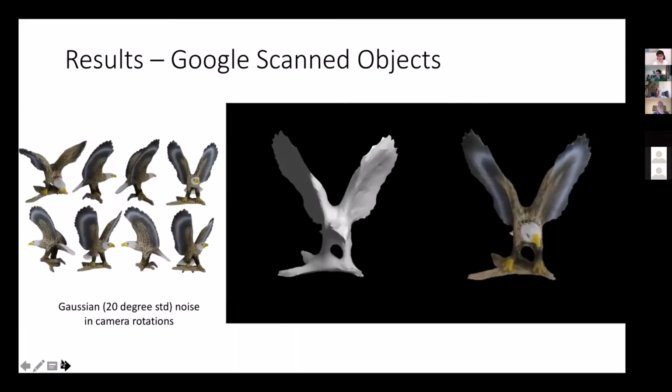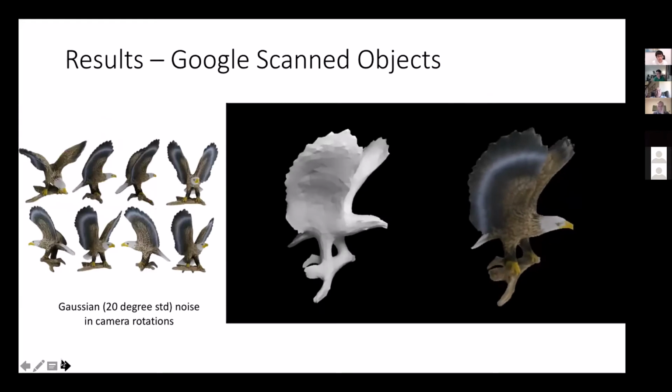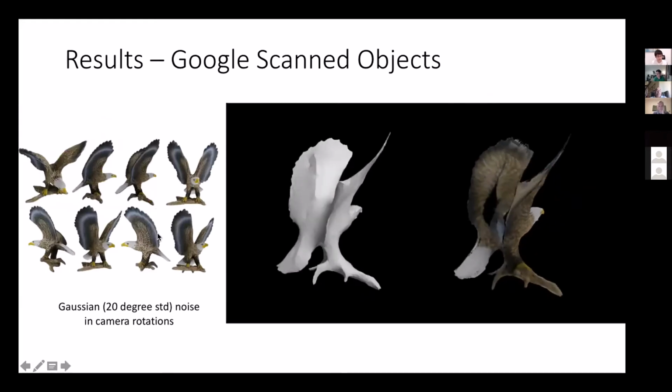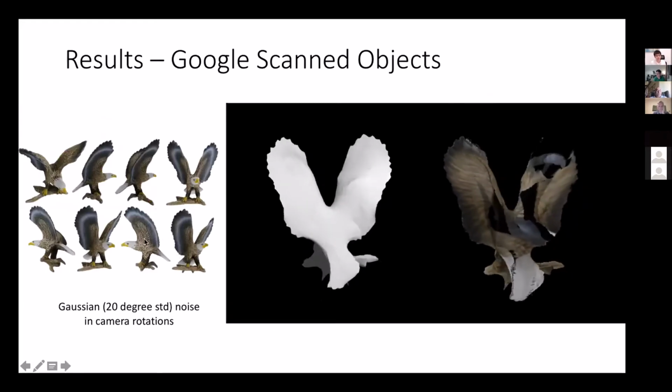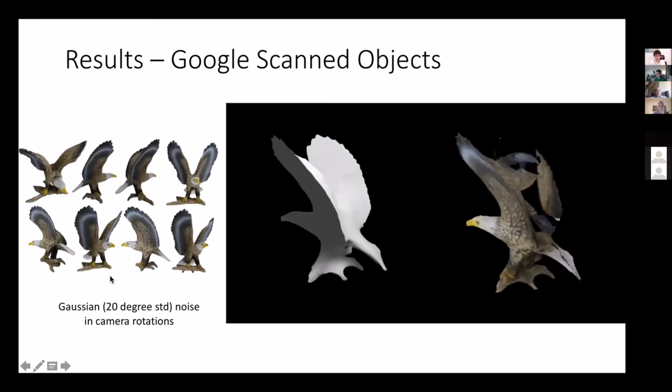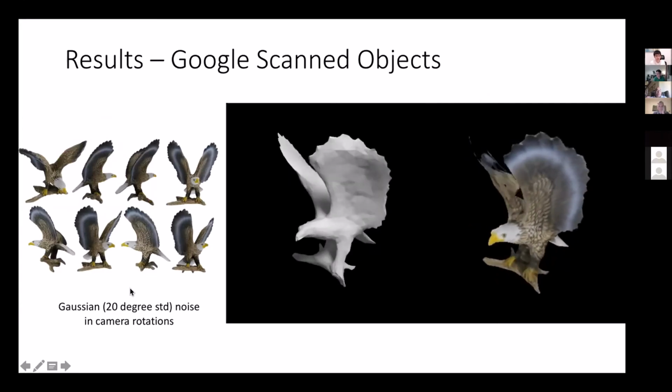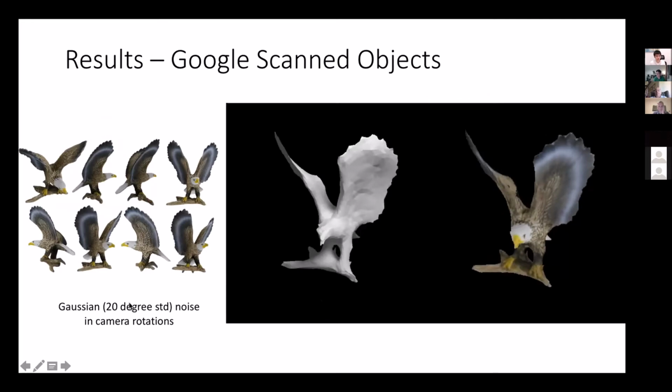Very straightforward. Okay, and here are some results. Here are, let's say, 8 views. The cameras were given with some noise, so they're not ground truth cameras, but maybe they could be off by plus or minus 20 degrees. But here's the reconstruction of the 3D shape, and here's a reconstruction of the texture map.